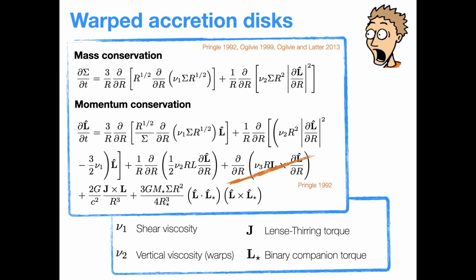We're going to neglect the precession viscosity here because it's well justified. And then in the last line, we have the two external torques. J is the spin of the black hole. So this J cross L is what causes the Bardeen-Petterson effect.